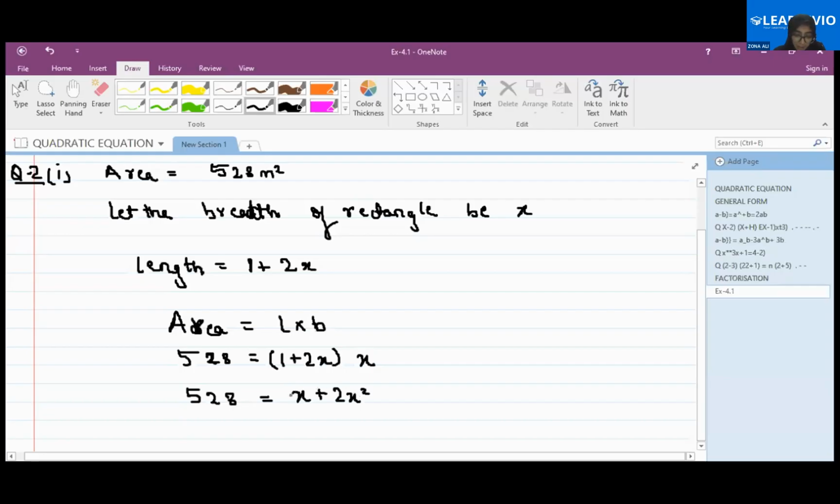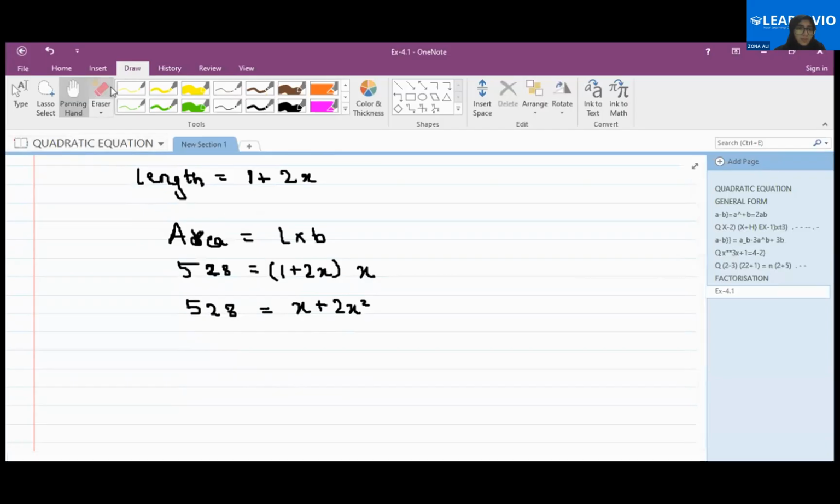Okay, now this will be your 528 minus x square minus x minus 2x square is equal to 0. If you want x square to be positive, just take minus 2x square minus x minus 528 to the right side, but that's the same thing.